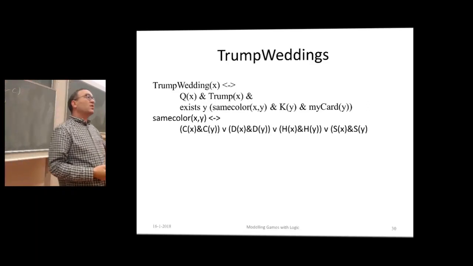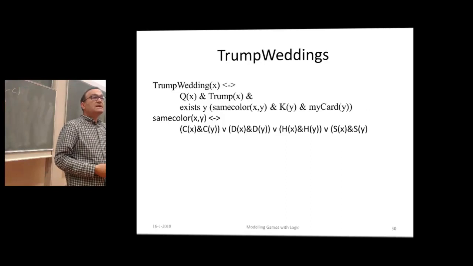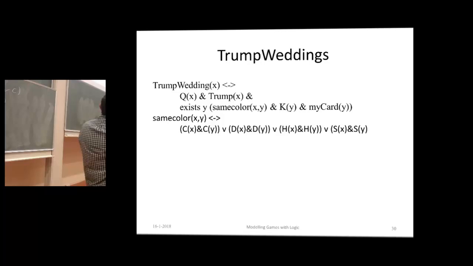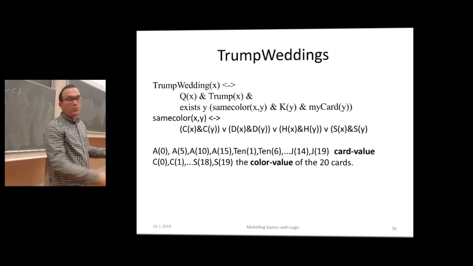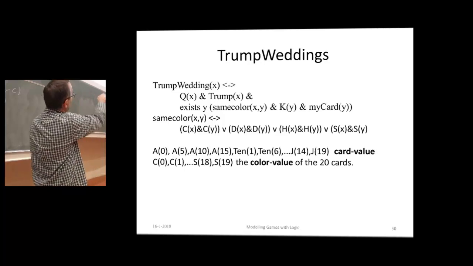So the definition of same color is easy in first order logic. We just say X and Y have the same color if they are both predicate color club, or color diamond, or color heart, and so forth. So that's an easy one. But first we need to say which is the color of the cards.